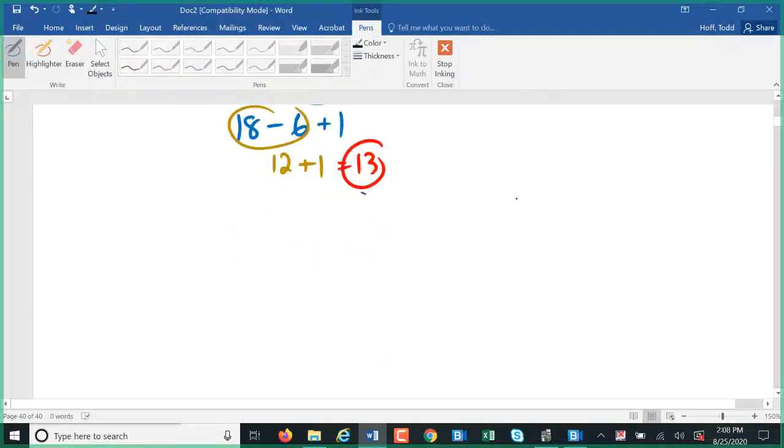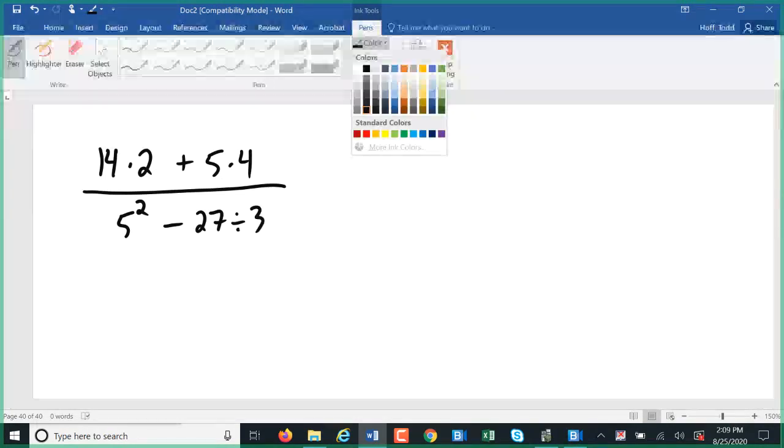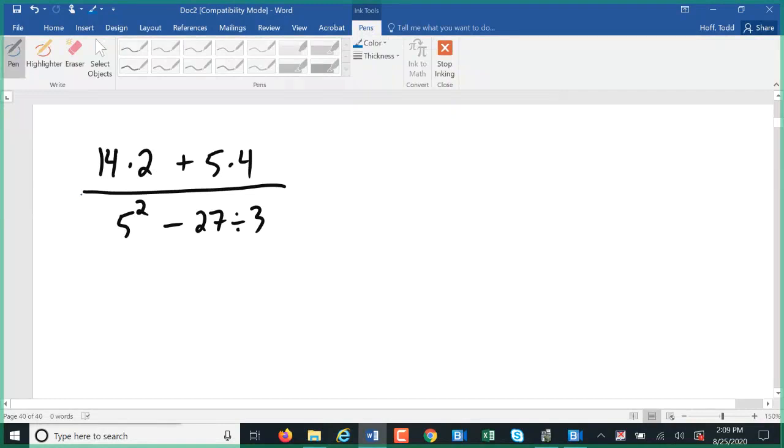We're going to look at a different type of order of operations problem here, one that looks like this. 14 times 2 plus 5 times 4 over 5 squared minus 27 divided by 3. Now, in order to work with this problem, we have to figure out what this line here means.